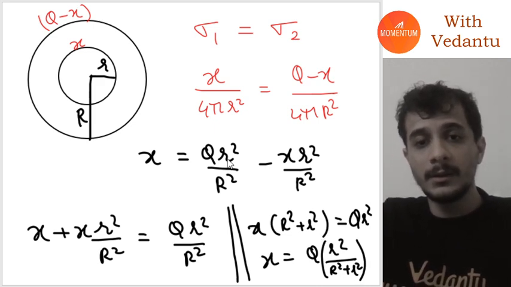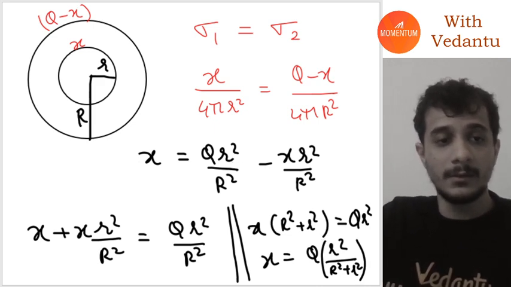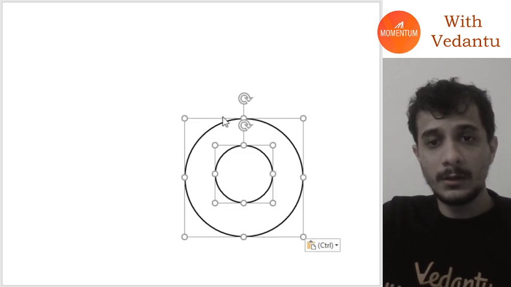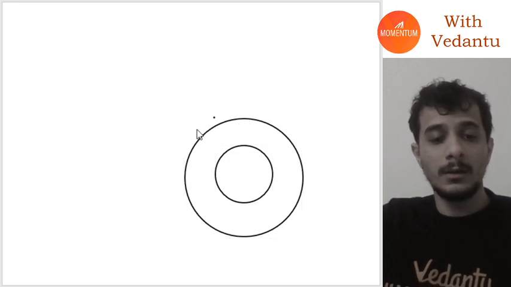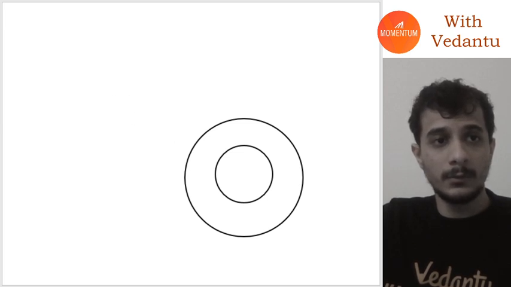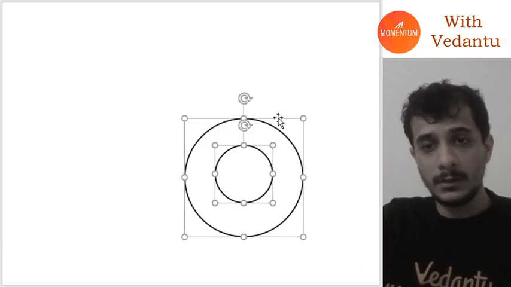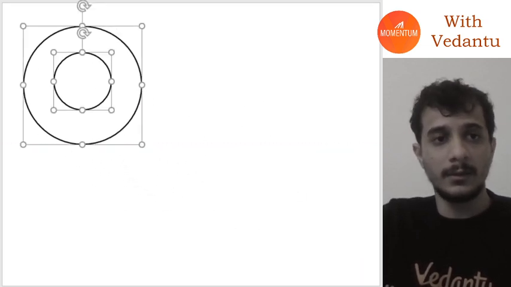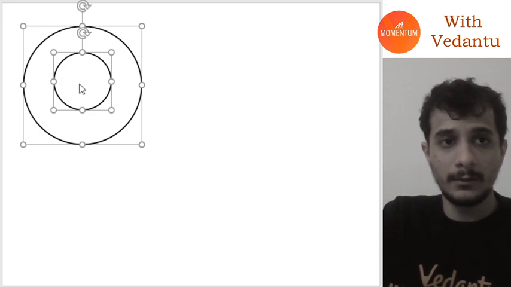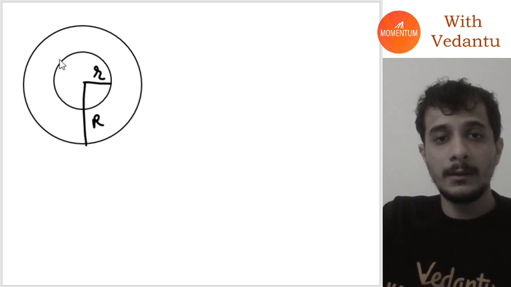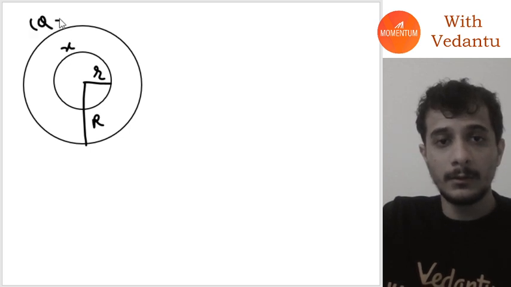I hope everybody can see this. Now that we know the charge density, guys, what we are going to do is find out the potential. But first let me make everything the same as before. Here I had charges, radius is small r and capital R, and charges x and q minus x.